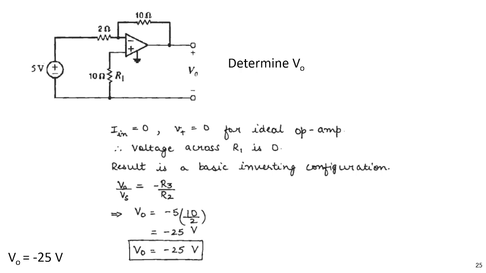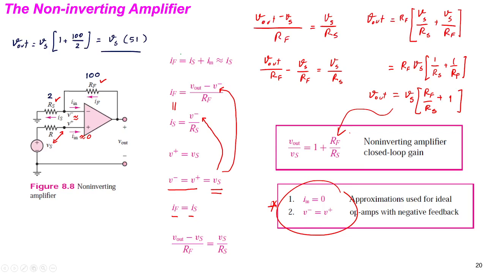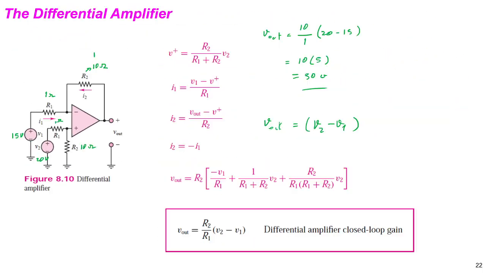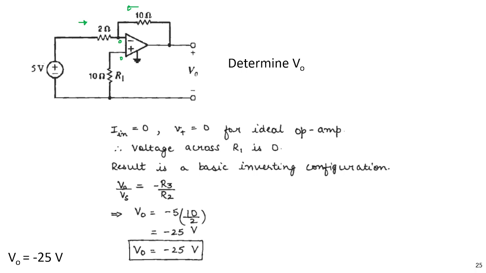If this is 10 and this is 2, the gain would be negative 5. The voltage across R1 is 0 because the current is potentially 0. Here, I is 0, so it's 0. We can analyze: this is 0 volt, this is also 0 volt, and this is the current, and this is the current here. It's just similar. This is the resistance here, we don't need to consider this. This is an inverting amp. This is also an inverting amp.